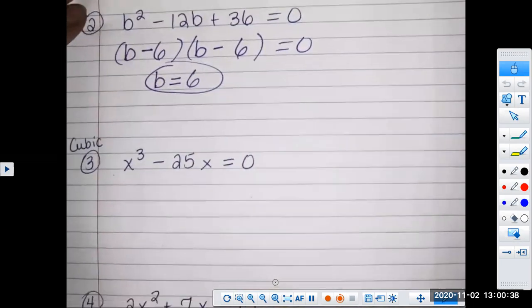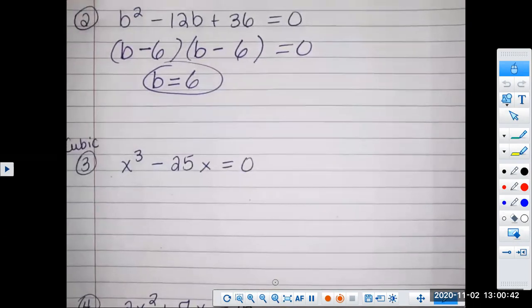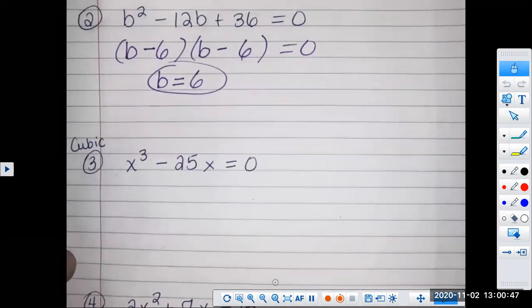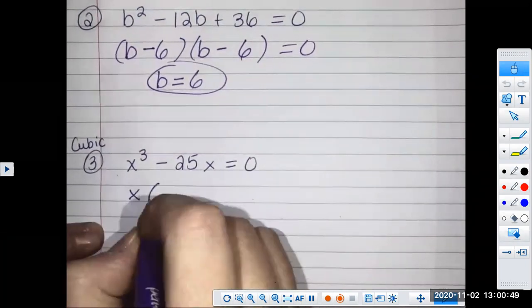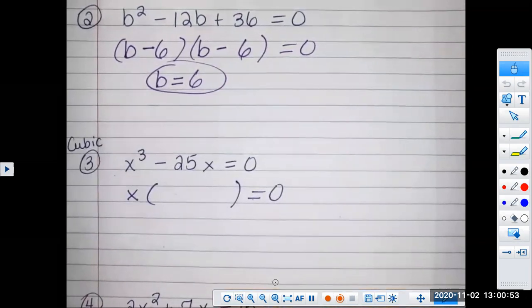Okay, let's look at number 3. What can you factor out of both of them to begin with? Factor out an x. And this is actually a cubic function, but it has a quadratic part. So if you factor out x, what's left?